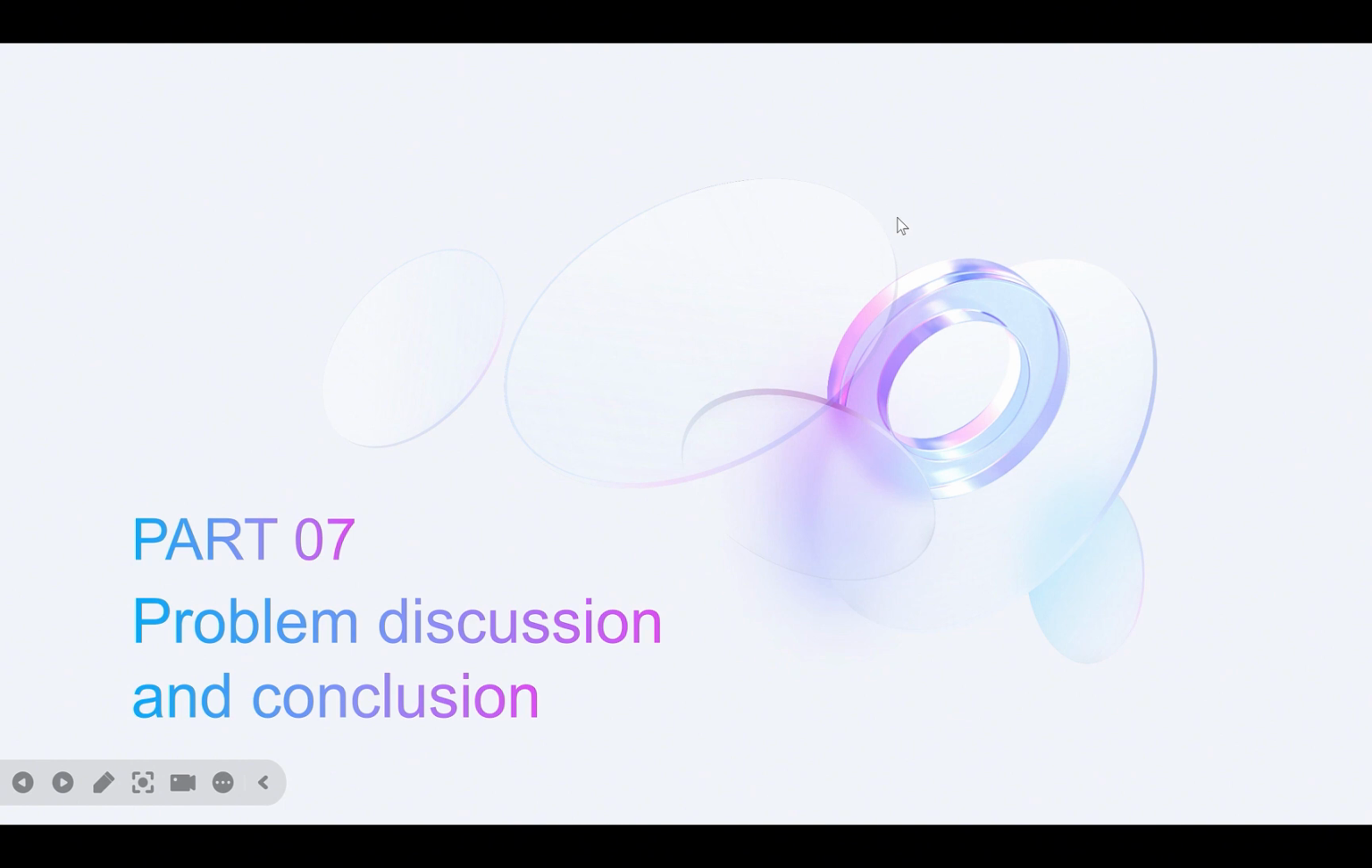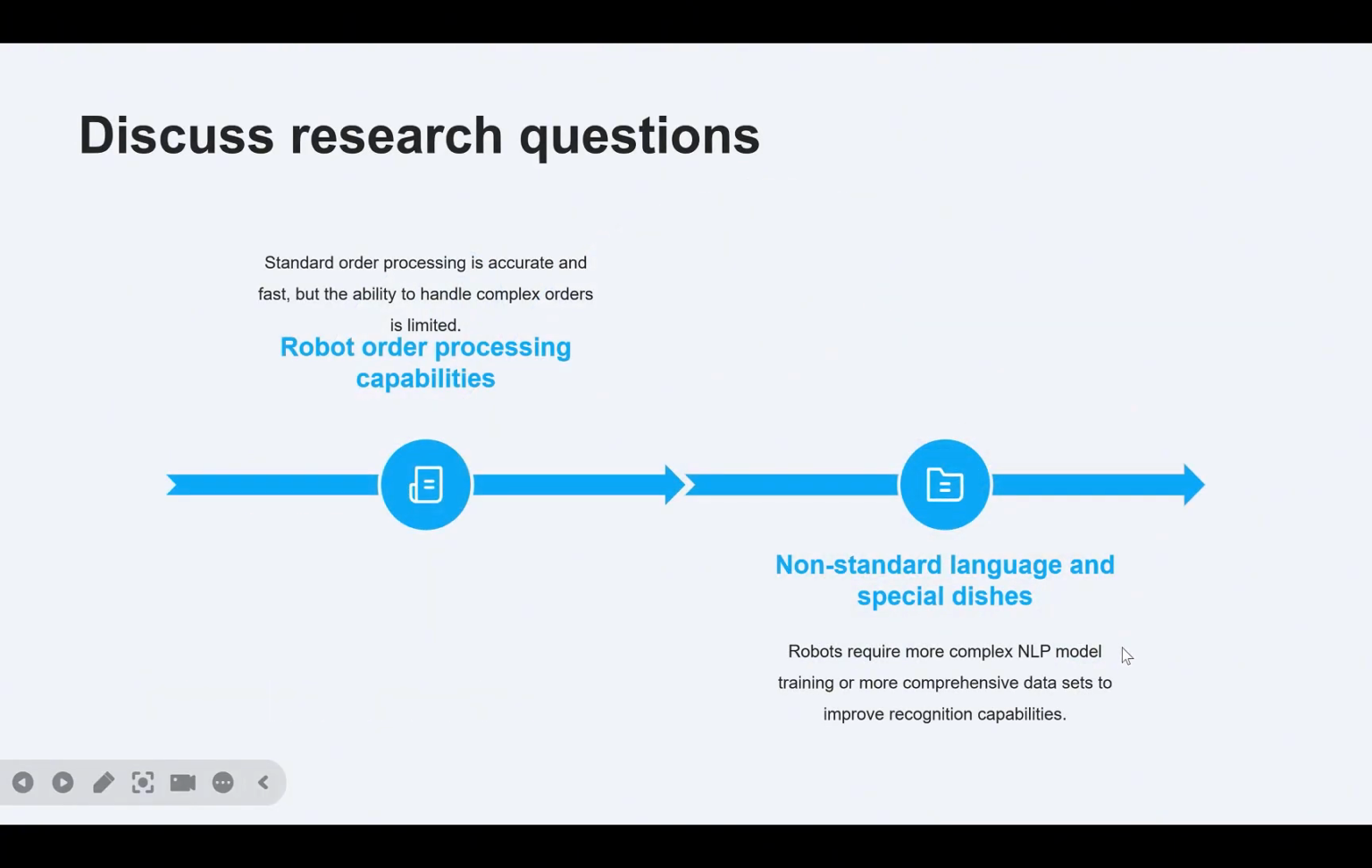Problem discussion and conclusion. In the last part of this project, I will discuss the research question based on the experimental results of the ordering chatbot and outline the project's success, limitations, and future directions of improvement. Discussion of the research questions.